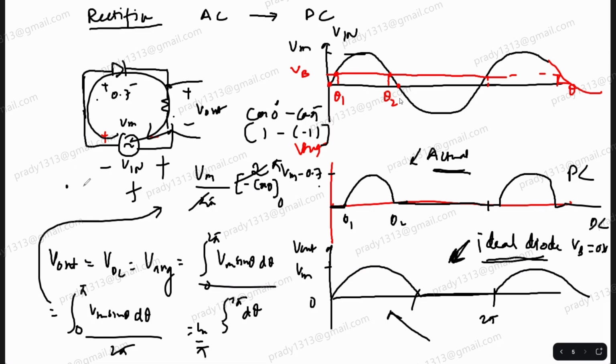If I give you, let's say, 5 volt, 60 hertz AC, how much output will you get? Can somebody calculate? This could be a written question also. 5 volt 60 hertz AC you are giving, your diode is there, calculate the output voltage.